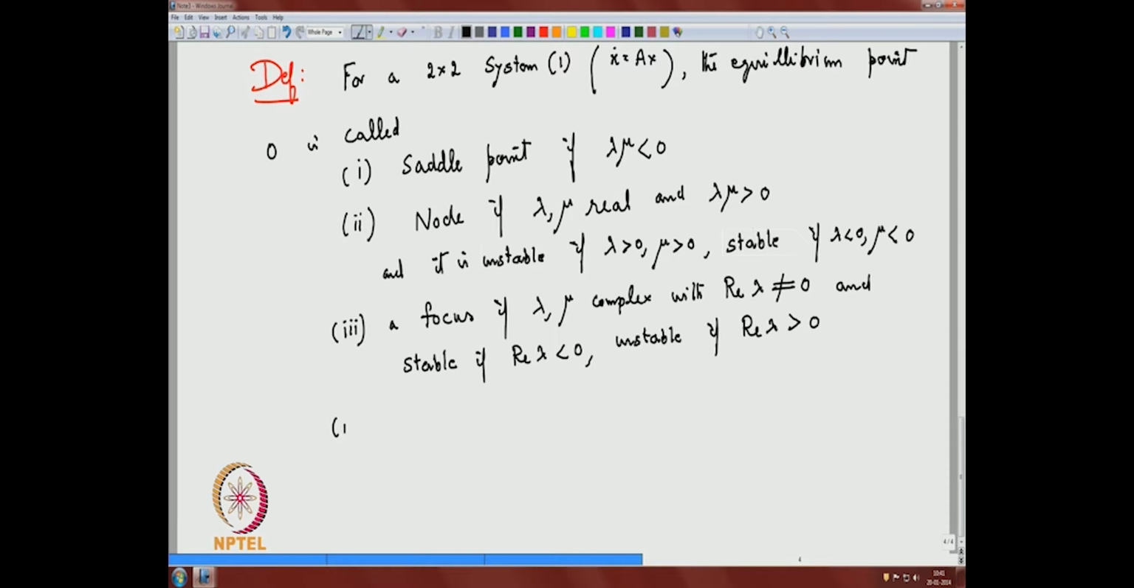The last case is a center, if, the same thing, lambda, mu are complex with the real part of lambda equal to 0, you see. So, in other words, purely imaginary, that is what pure imaginary means.